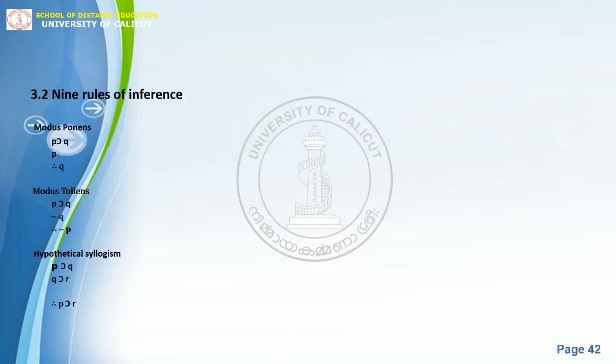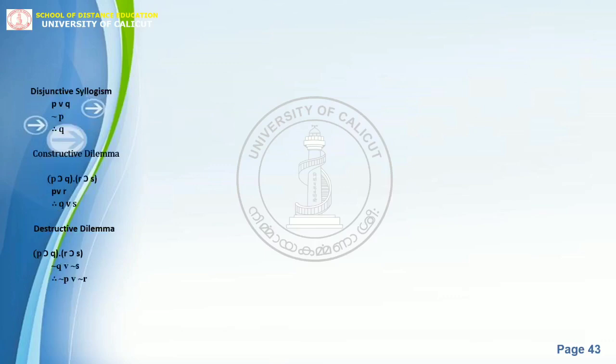First of all, we have to be thorough about the 9 rules of inference. The first one is modus ponens. These are the elementary argument forms which are known to be valid. Modus ponens: P implies Q, P, therefore Q. Modus tollens: P implies Q, negation Q, therefore negation P. Hypothetical syllogism: P implies Q, Q implies R, therefore P implies R. Next, disjunctive syllogism: P or Q, negation P, therefore Q.